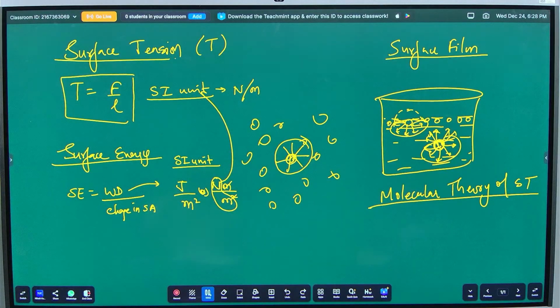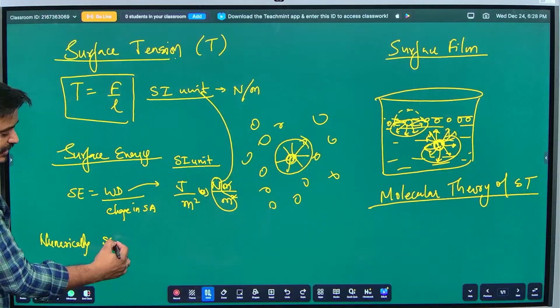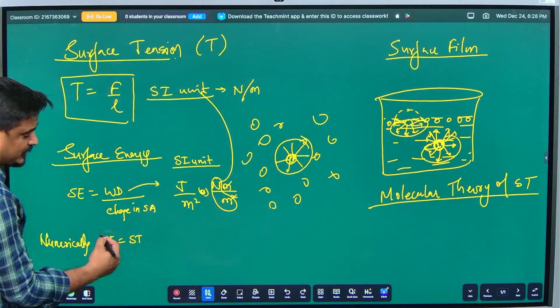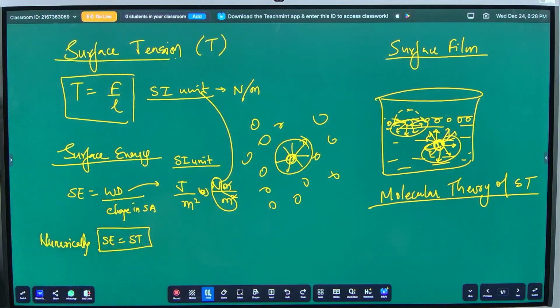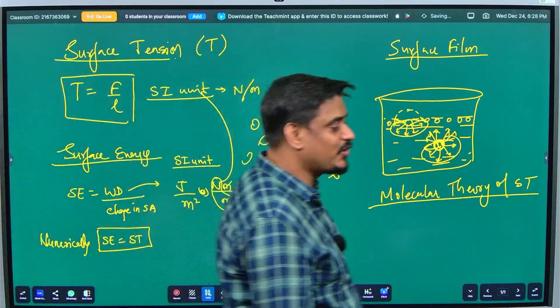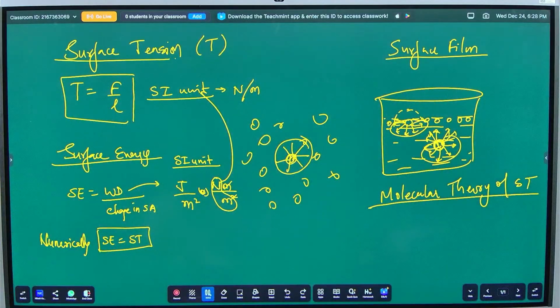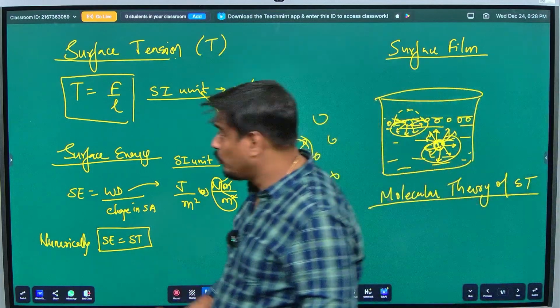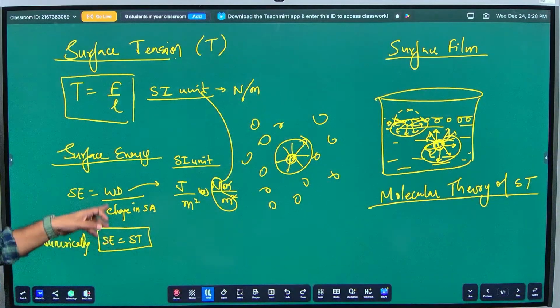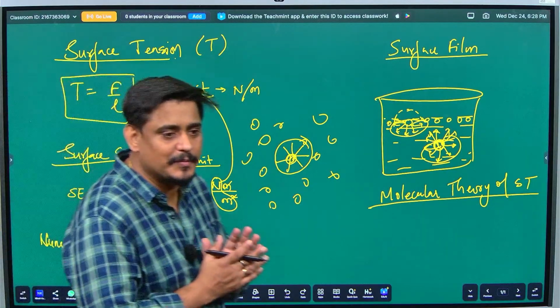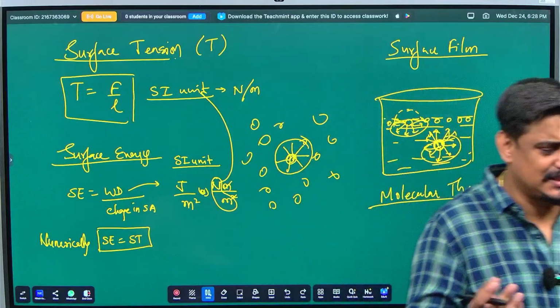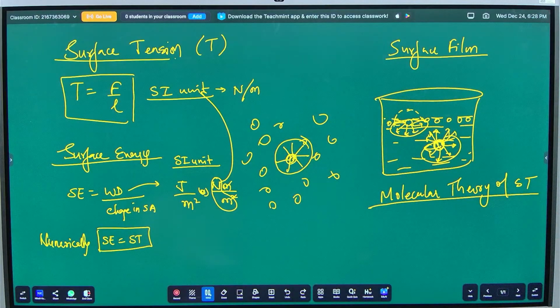So write one statement. Numerically, surface energy is always equal to surface tension. So instead of using surface energy, you can always replace it with surface tension, because they are the same. Though they have different formulas, force per unit length and work done by changing surface area, they will end up in the same quantity. Theoretically, it looks a little complicated, but questions are very simple from here.